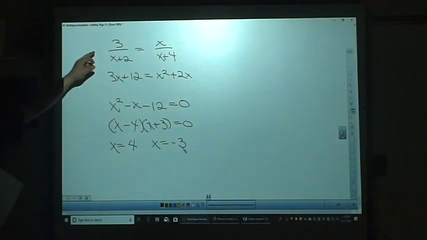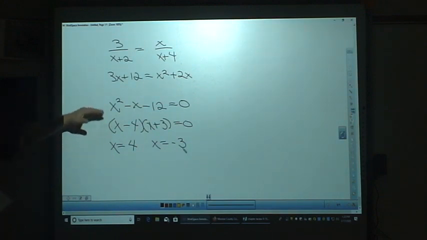Big thing is that you set it up correctly. If you had a little problem with the algebra, that's all right. The setup is what I'm most worried about.